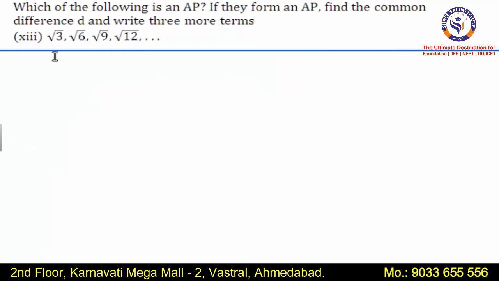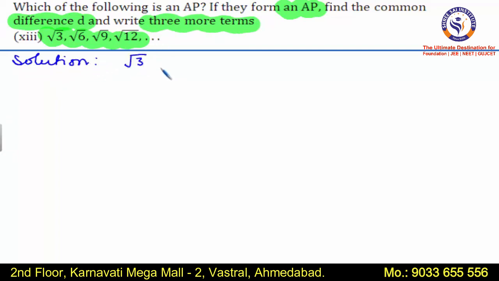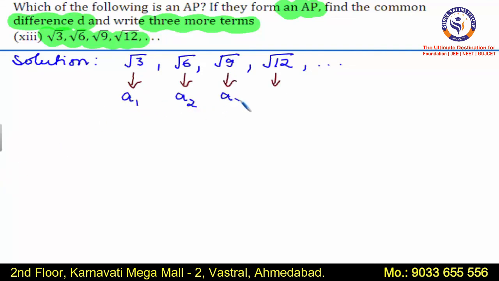This question says, is the given list of numbers an AP? If they form an AP, find the common difference d and write 3 more terms. Let's begin with the solution. The given list of numbers is square root of 3, square root of 6, square root of 9, square root of 12 and so on. Let us denote the terms of this list of numbers by a1, a2, a3, a4 and so on.